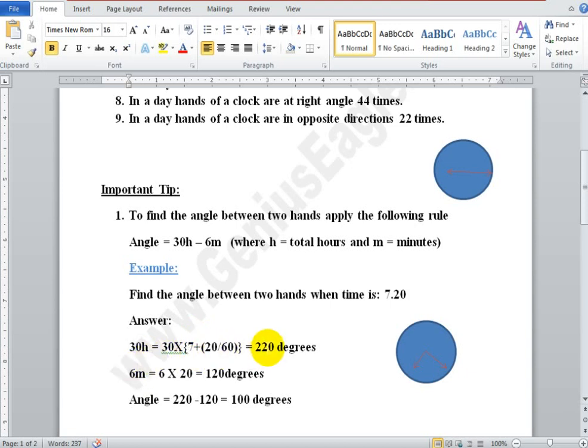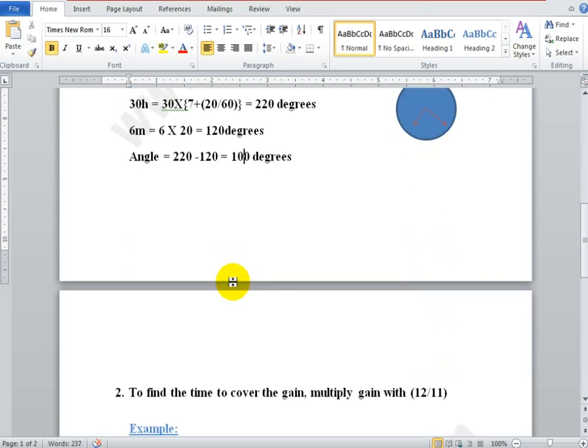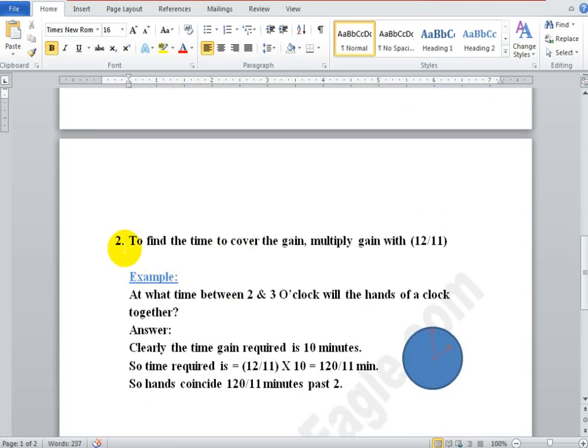When you solve it, you will get answer 220 degrees. Now you have to calculate 6m. 6m is equal to 6 multiply these 20 minutes. So 6 multiply 20 minutes will give you 120 degree. So the angle is equal to 220 degrees minus 120 degrees and answer is 100 degrees. That's it. Similarly, we have another question.